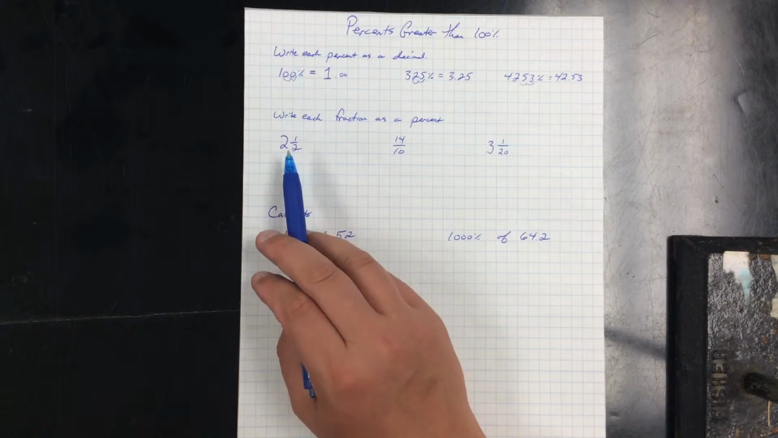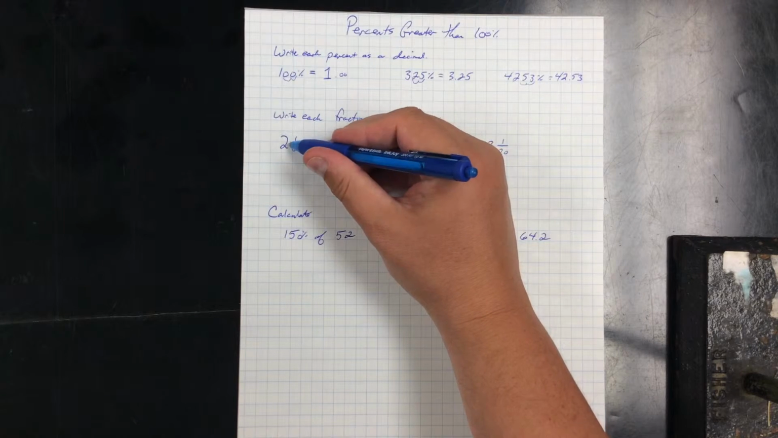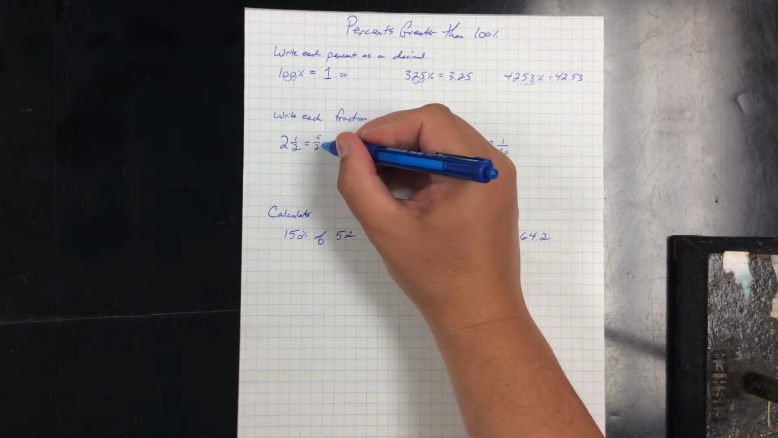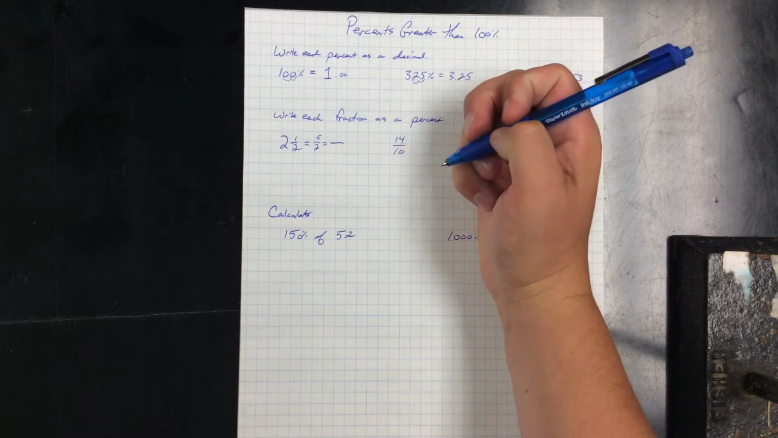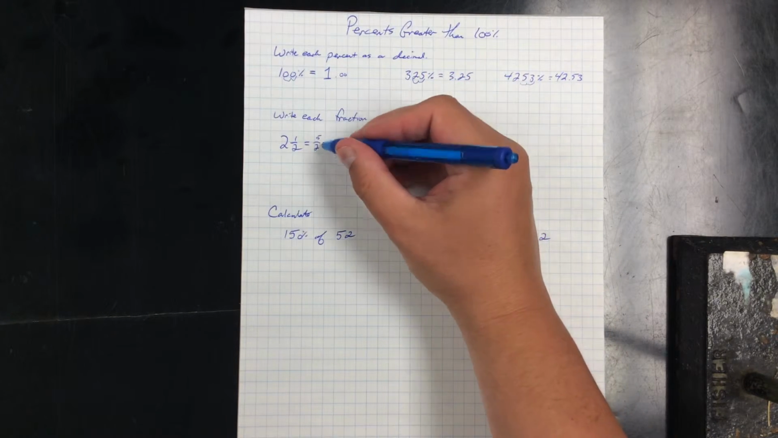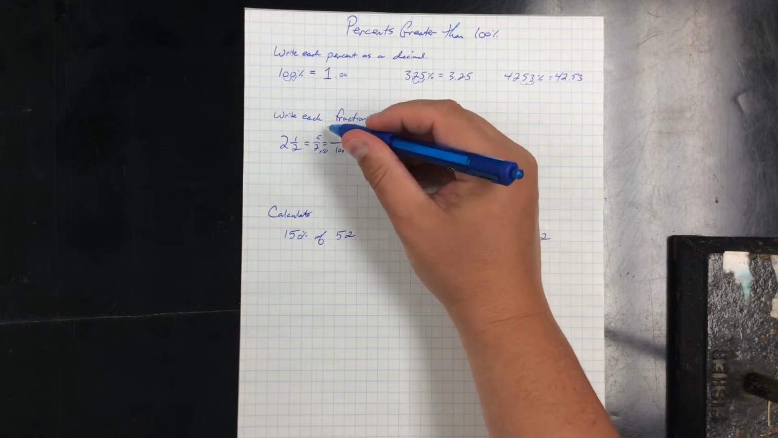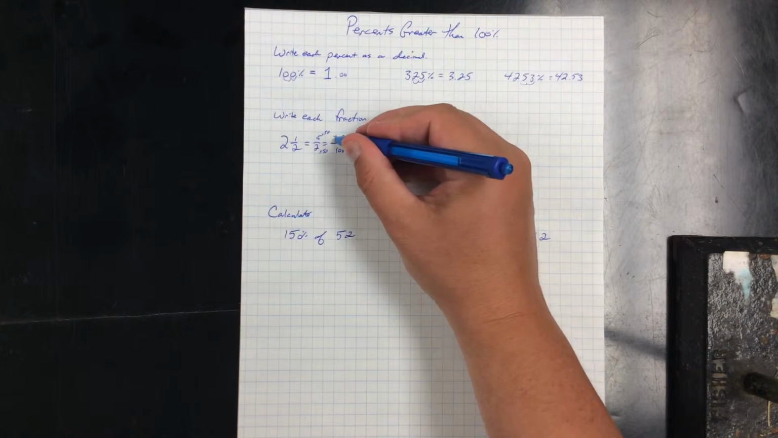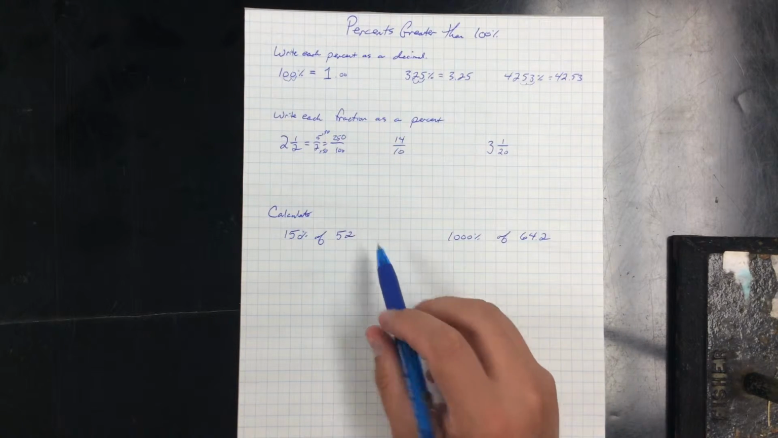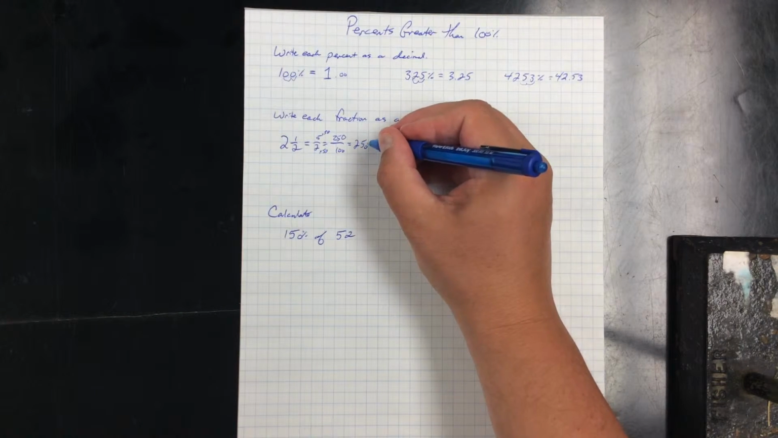Let's go use the other form. So let's write this as improper to begin with. 2 times 2 is 4, plus 1 is 5 halves. And I want to get this over tens or hundreds. 100 would be best. So 2 times 50 gets me to 100. 50 times 5, 5 times 0 is 0, 250. All right, so it's 250 over 100. So it's going to be 250%.